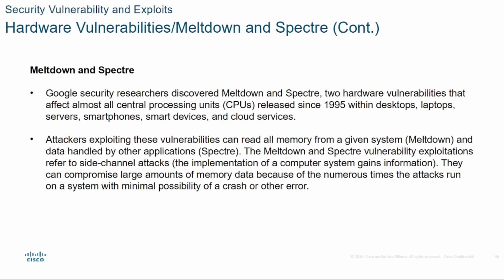The Meltdown and Spectre exploitations rely on a side channel, which is a feature of the implementation of a computer system that allows you to gain information. So they can compromise large amounts of memory data, and the attack runs with minimal possibility of a crash or other errors.